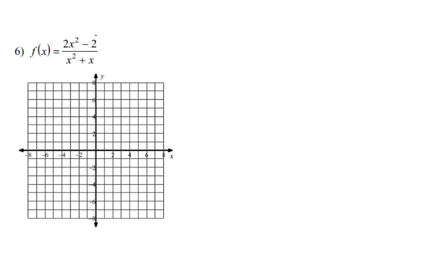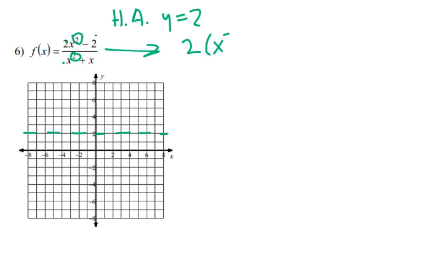Alright, let's keep on trucking here. Let's do number 6 first. So same and same, so 2 over 1 would give us a horizontal asymptote at 2. Oh, y equals 2. Okay, then we simplify. I can pull out a 2, so 2 times (x squared minus 1) over x times (x plus 1).